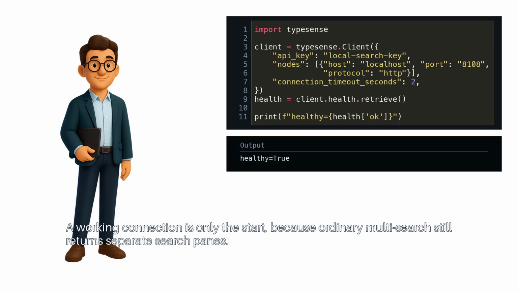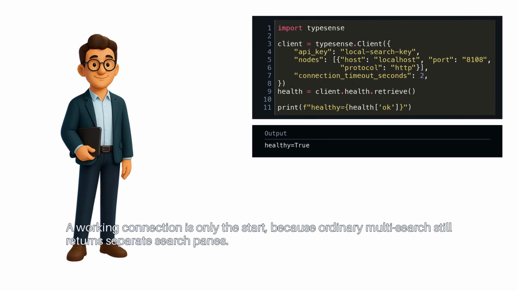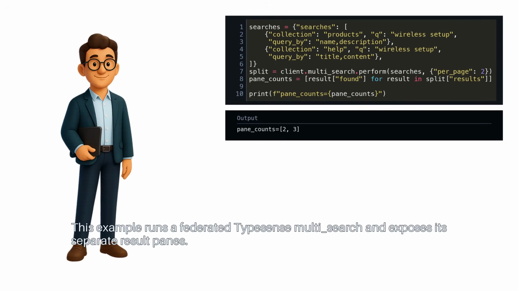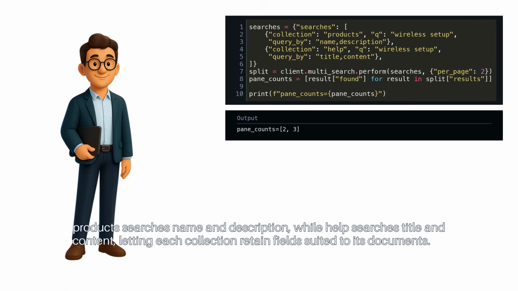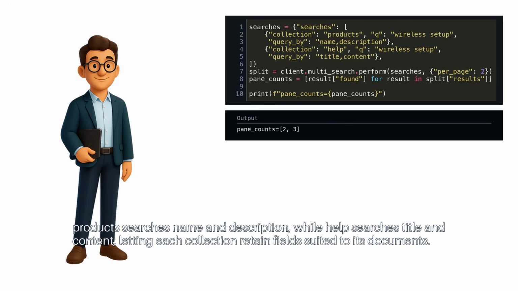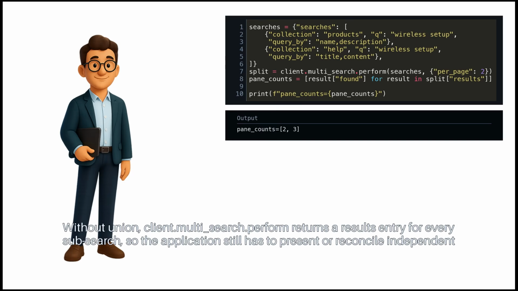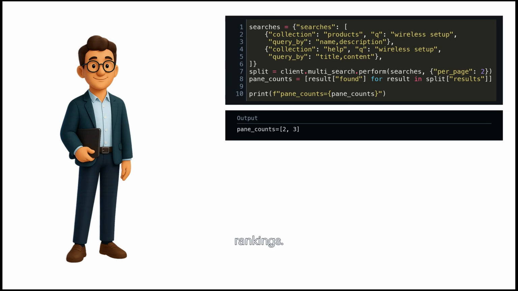A working connection is only the start because ordinary multi-search still returns separate search panes. This example runs a federated Typesense multi-search and exposes its separate result panes. Product searches name and description, while help searches title and content, letting each collection retain fields suited to its documents. Without union, client.multisearch.perform returns a results entry for every subsearch, so the application still has to present or reconcile independent rankings.